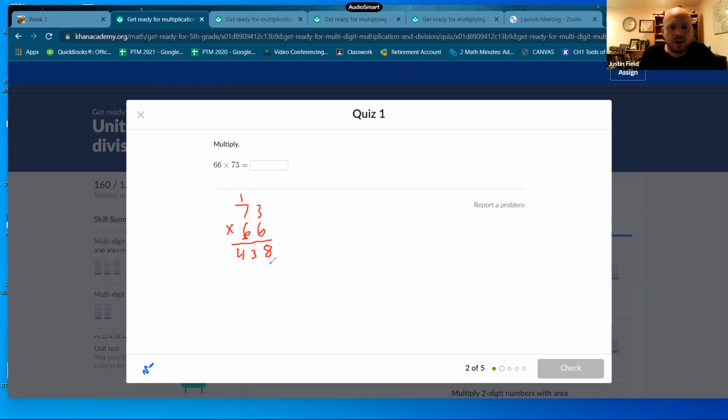Now we're going to do the tens place. So we need to put a 0 in the ones place, because when we're multiplying by tens, there's not going to be any ones. The lowest thing that it could be is 10. 6 times 3 is 18. Again with the 1. 6 times 7 is 42. Plus 1 is 43.